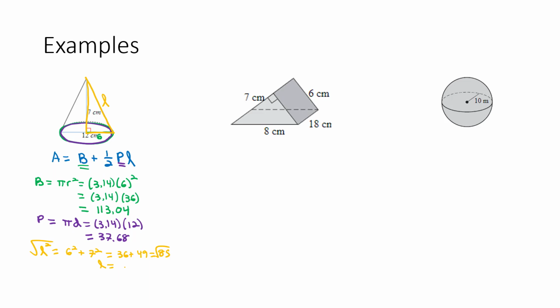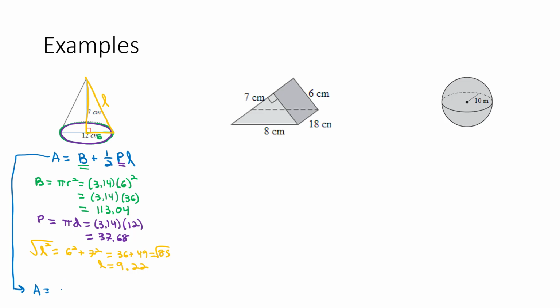the square root of 85 on the calculator. The slant height is equal to 9.22. We now have all the pieces of the original formula. We just have to plug them in.